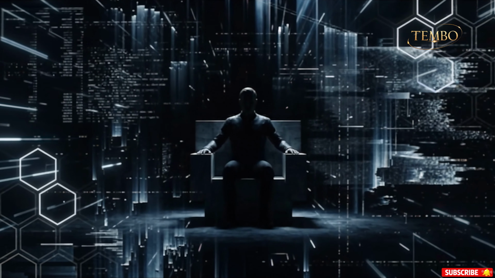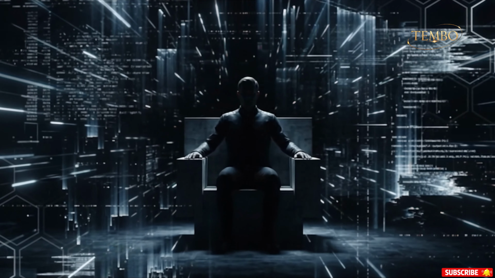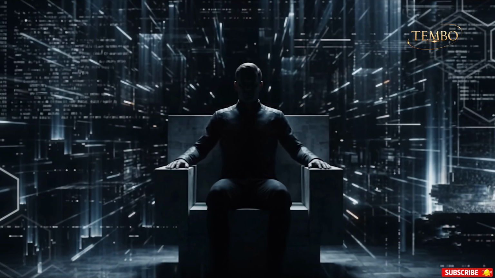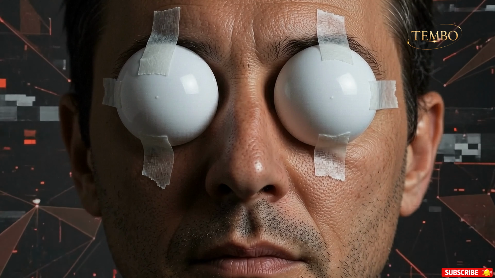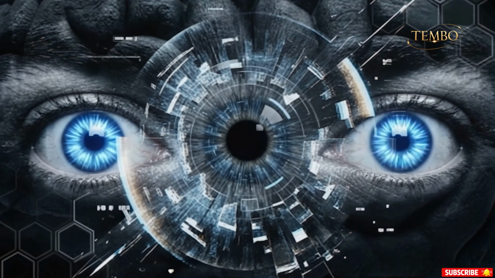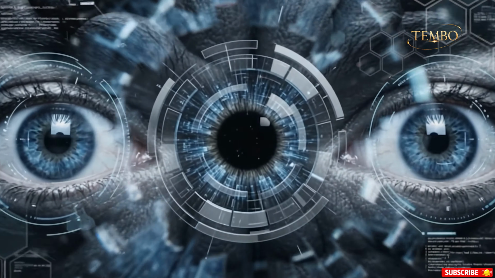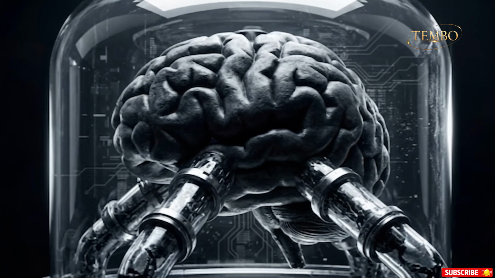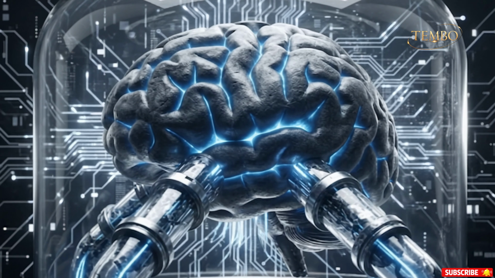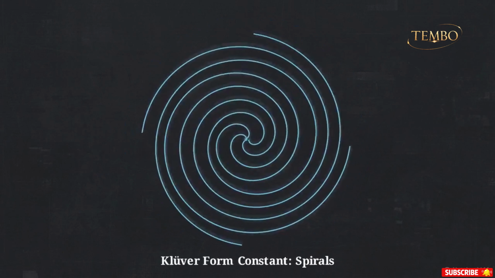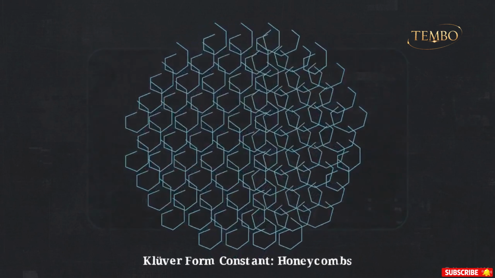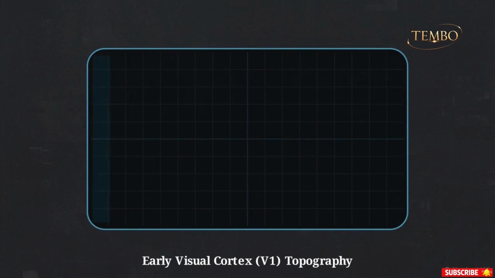This internal projection system becomes visible when we eliminate valid external signals. The Ganzfeld effect achieves this through total perceptual deprivation, while Ganzflicker overloads the visual cortex with high-frequency strobes. Both states force the brain to process a data vacuum. Subjects report the same phenomenon, the manifestation of Kluver form constants. These geometric patterns, tunnels, spirals, honeycombs, are the brain's attempt to render order.